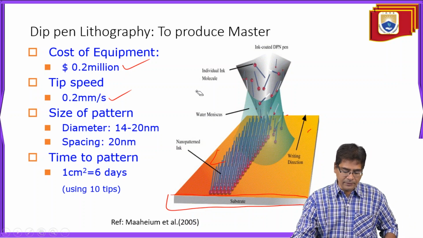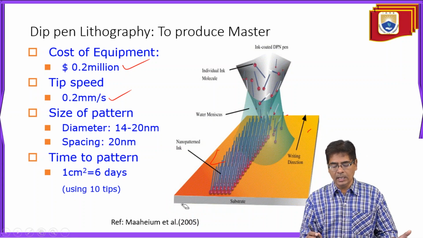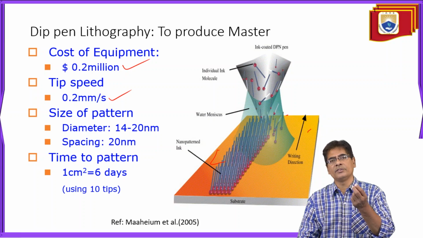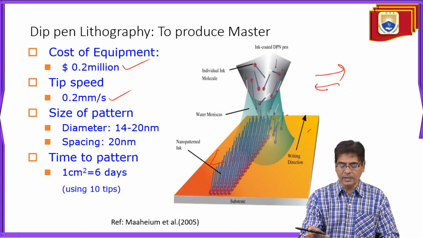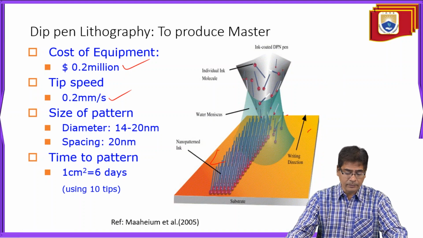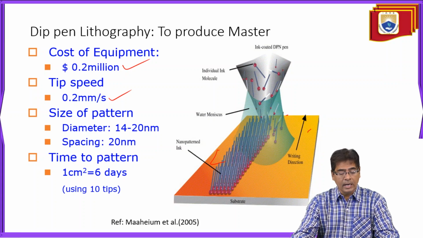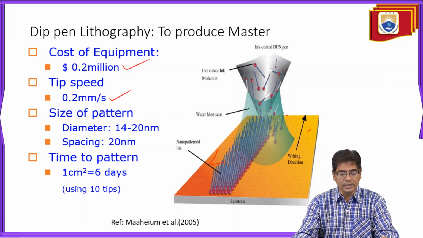So in dip pen lithography, the same way when we pattern a magnetic pattern on silicon substrate, the patterning can be like this, spin up, spin down. When we speak about magnetic storage devices, the situation will differ. The size of the pattern here is around 14 to 20 nanometers, the spacing is around 20 nanometers, and time to pattern is around 6 days. 1 centimeter square equals 6 days using 10 tips.